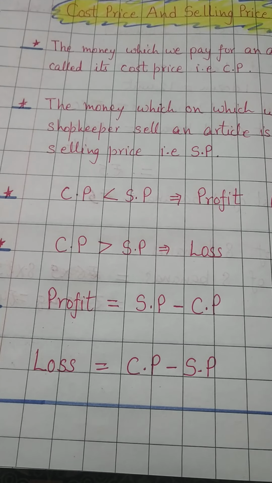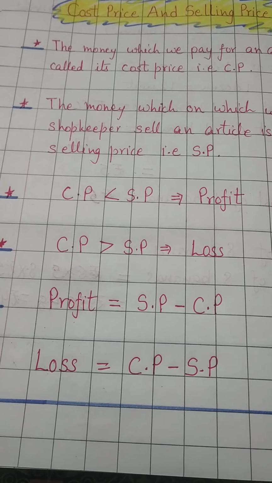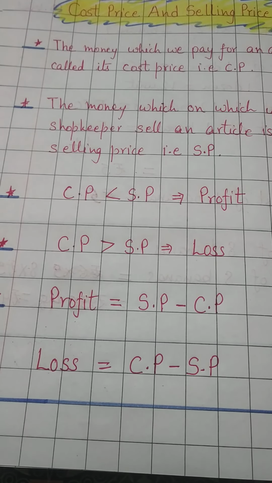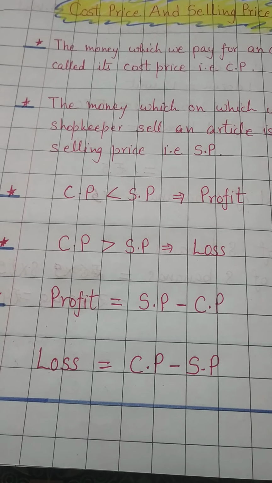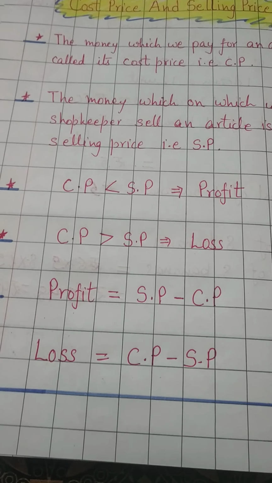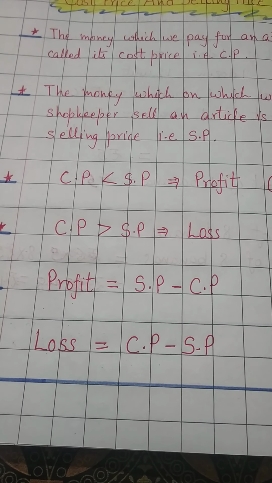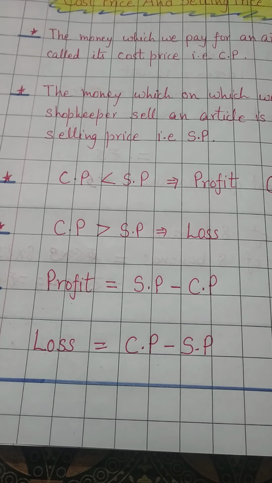Like if a shopkeeper bought a pen at ₹5 and he sold it at ₹10, that means he is gaining ₹5 on a pen, so that is profit, right? Then if cost price is greater than selling price, that means loss. Like if that shopkeeper is selling an article at a low price, that means he is having a loss, right?